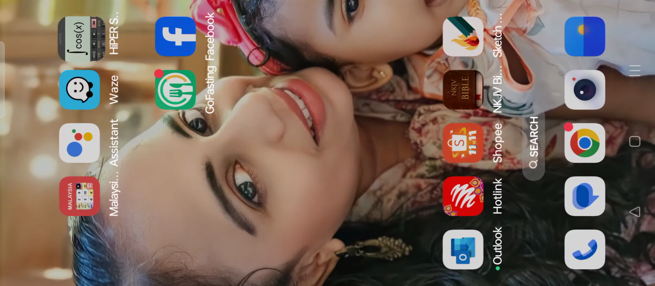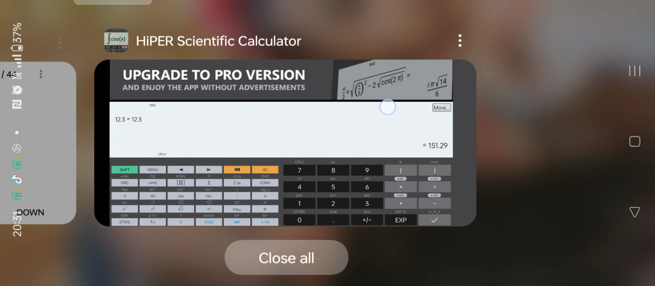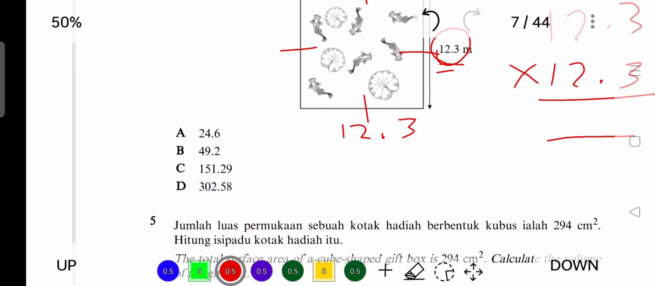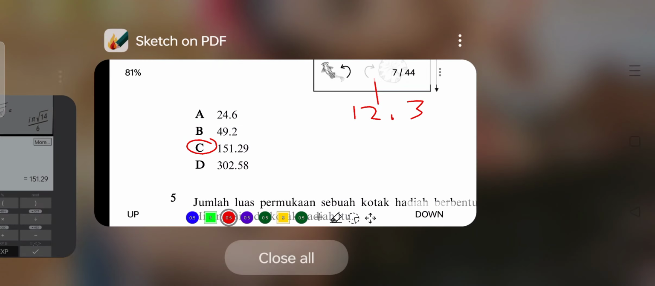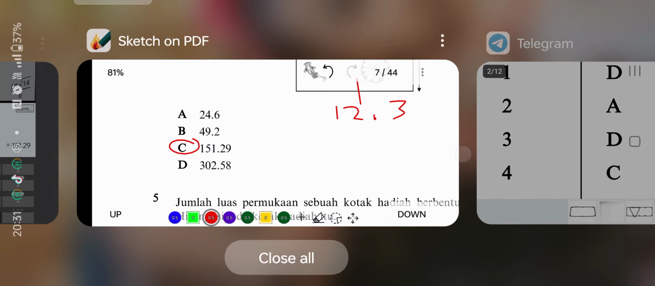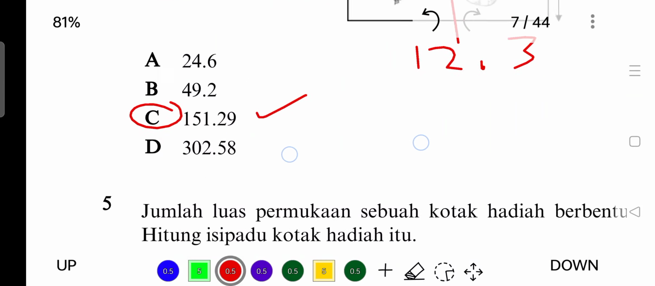You get 151.29, which is C. Let us check the answer. Yeah, we got it correctly. Answer is C. Okay, you can mark your answer here.